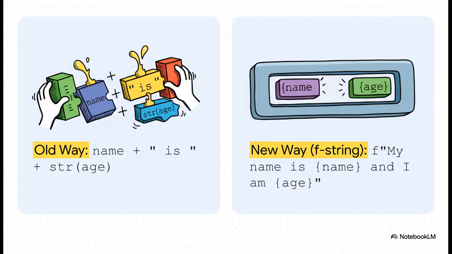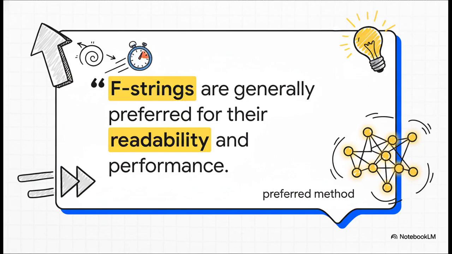Now check this out. Just look at the difference here. The old way, what a mess, right? All those plus signs and string conversions, it's clumsy and so easy to make a mistake. But the new way, using f-strings, is just beautiful. You pop your variables right into the string inside curly braces. It's so much more intuitive. And hey, this isn't just about making things look pretty. There's a reason f-strings are the modern standard. They are not only easier to read, they're actually faster too. So the takeaway here is simple. Using f-strings makes your code better, period.